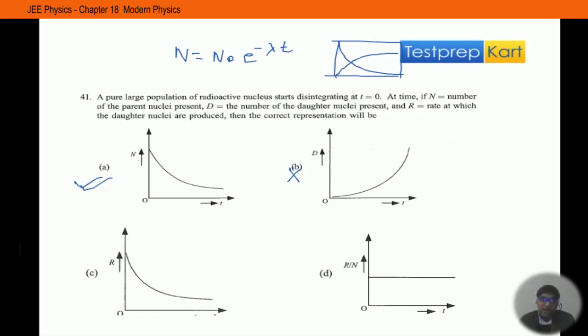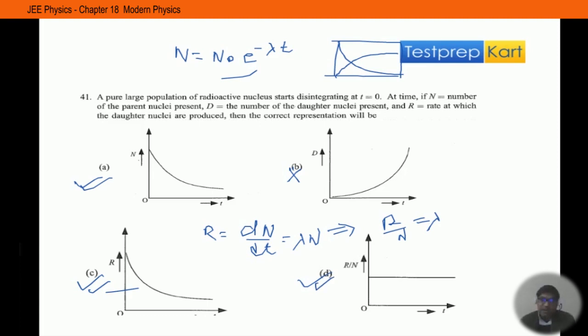Third is about the rate at which daughter nuclei are produced. The rate of daughter nucleus production is dN over dt, which can be written as lambda into N. So again, it will follow the same kind of decrement. Even if you differentiate this expression with time, we'll get a decaying exponential. So for R, this graph is right. And if we take the ratio of R over N, it is a constant, that is the decay constant, that would not change with respect to time. So we'll get a straight line. Of the graphs, A, C and D are correct representations.